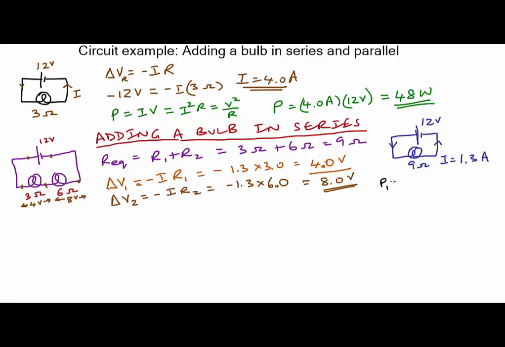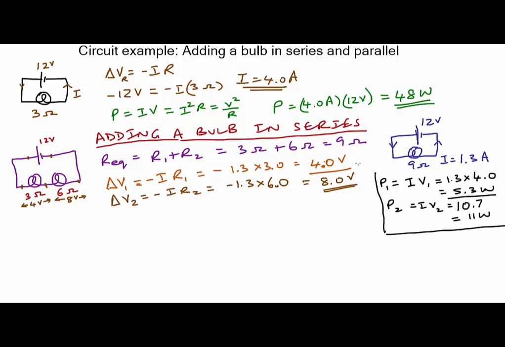So P1 would be the current through the first bulb, which is just I times V1 or delta V1, which is a potential drop across that bulb. So this would be 1.3 times 4.0, which will give me 5.3 watts. And P2 would be I times delta V2, which is 1.3 times 8, which is 10.7 watts, or to two significant digits, it would be 11 watts.